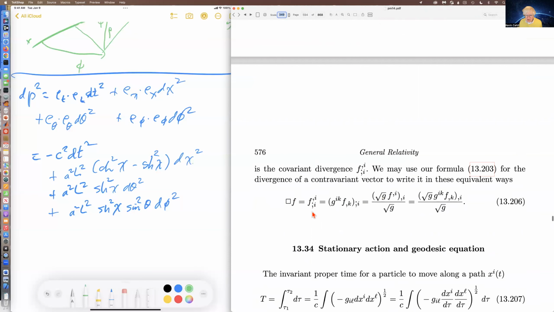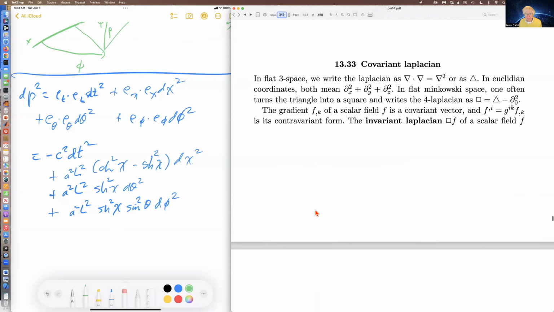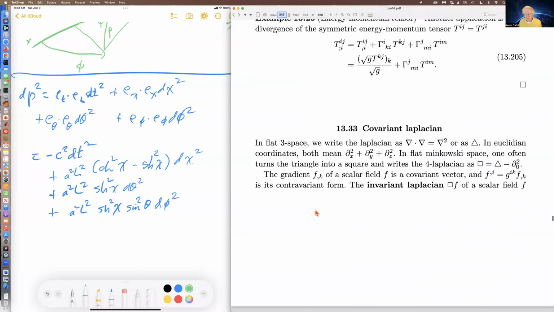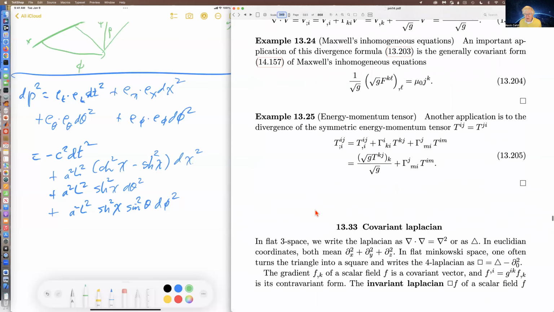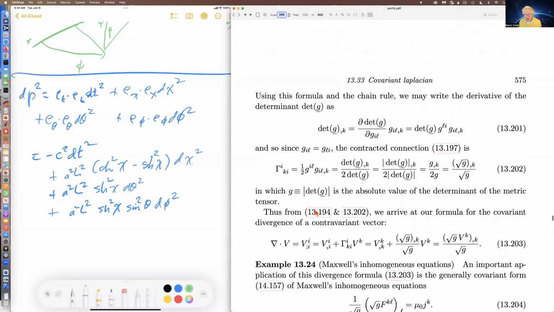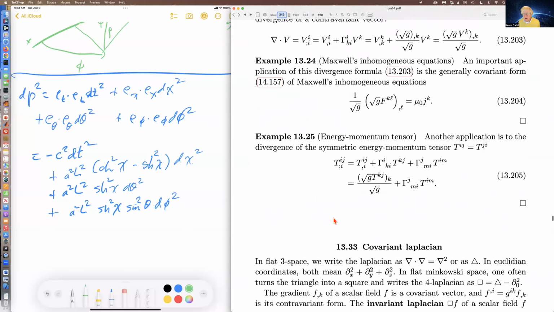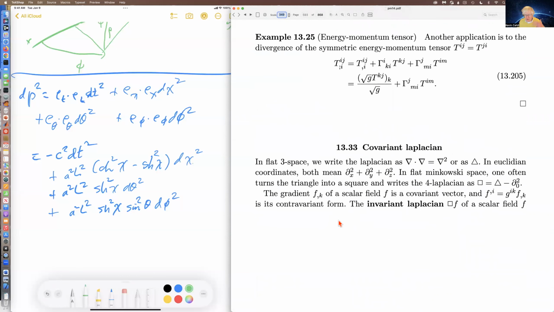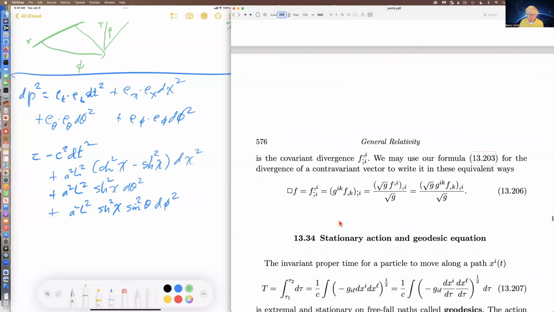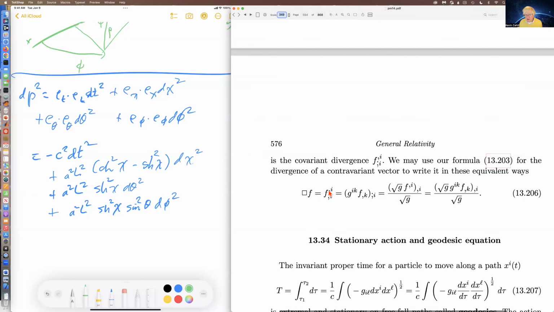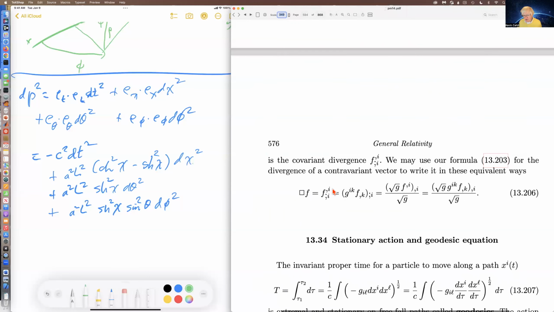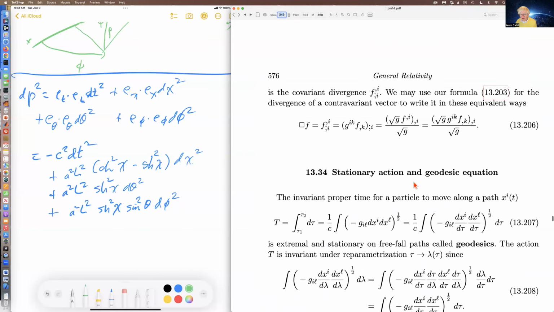So this is, I mean, it's really the same business. It's the derivative of a contravariant vector. But if the contravariant vector is itself a derivative, in other words, the contravariant vector now is the contravariant derivative of a scalar, and that then is what we call the covariant Laplacian.